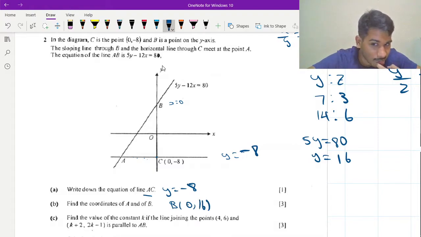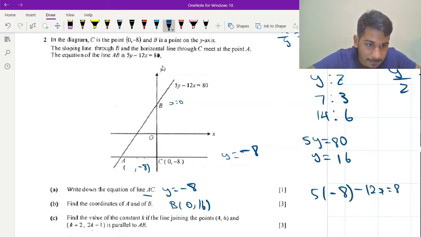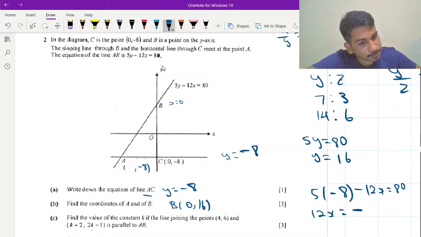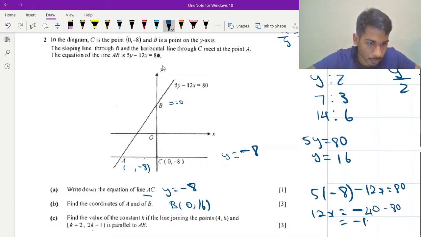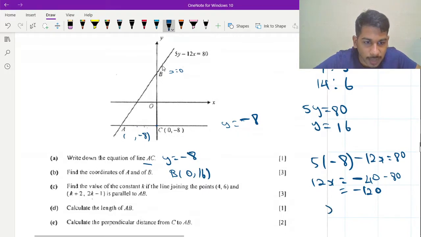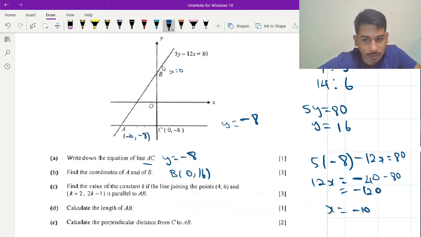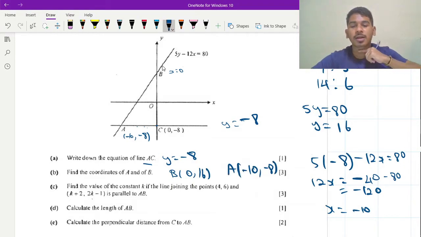What is A? For A, we have the value of y, it's going to be -8. What is the x coordinate? So we just sub in the value for y. 5 times -8, minus 12x is equal to 80. So 12x is equal to -40 minus 80, which is going to be -120. So x is equal to -10. Cool, man. -10. So A is (-10, -8). Oh my god.